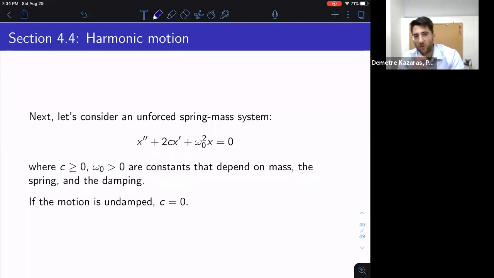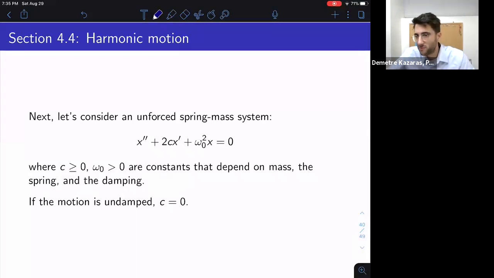Okay, but I just want to write the equation in the following form, where you have a 2 next to the c and the constant next to the x is a square. It's just that, in a given situation, figuring out what the c and the omega naught are might require some work. But let me just write the equation in this form.